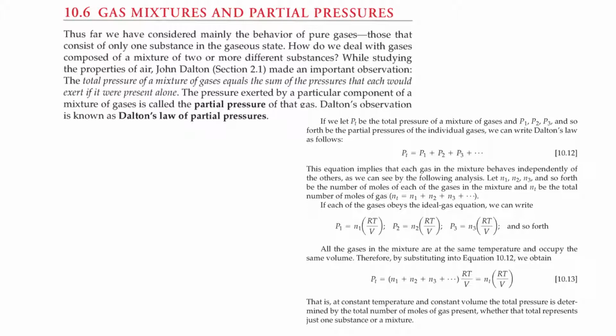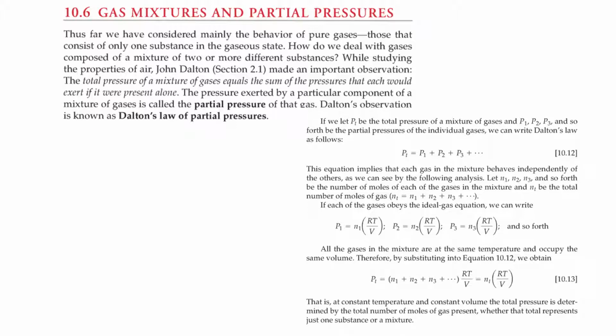This equation implies that each gas in the mixture behaves independently of the others, as we see by the following analysis. Let n1, n2, n3, and so forth be the number of moles of each of the gases in a mixture, and n_T the total number of moles of gas. If each of the gases obeys the ideal gas equation, we can write P1 equals n1 times RT over V, P2 equals n2 times RT over V, and so forth.